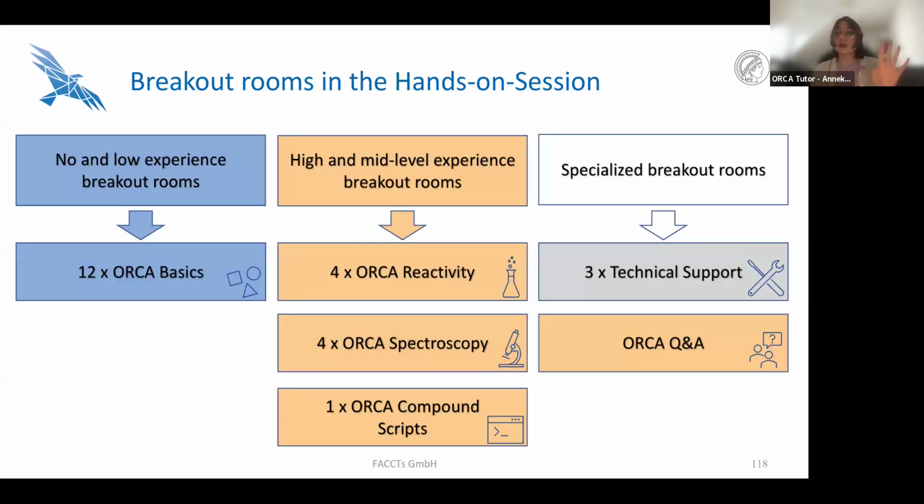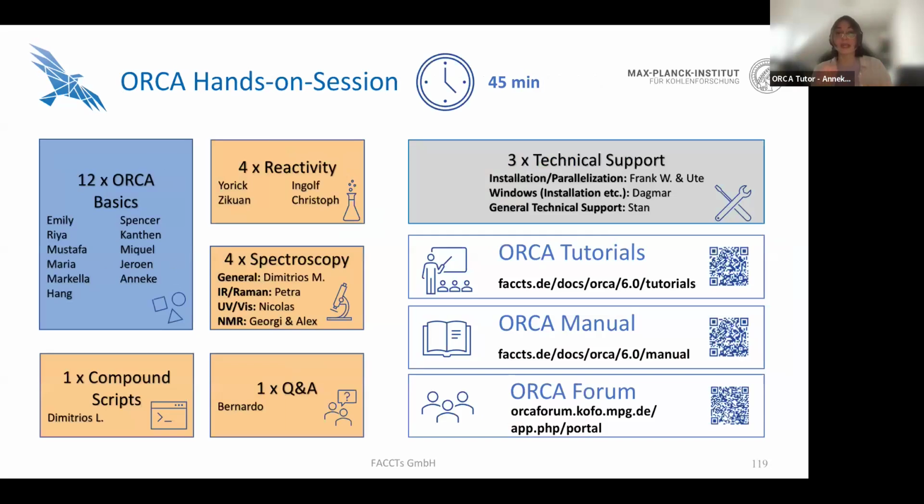Good. Here again, an overview of the different breakout rooms. And I also have here a slide which is showing now the different tutors. Special thanks also to all the tutors who volunteered to take one of the ORCA rooms. Highly appreciated. And I think with that, I can end my talk.